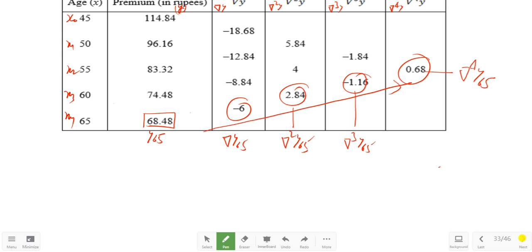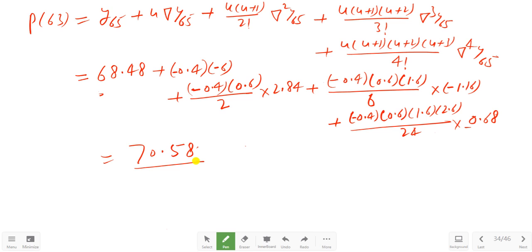The formula is y of 63 is equal to y65 plus u del y65, plus u into u plus 1 upon 2 factorial del 2 of y65, plus u into u plus 1 into u plus 2 upon 3 factorial del cube of y65, plus u into u plus 1 into u plus 2 into u plus 3 upon 4 factorial del 4 of y65.